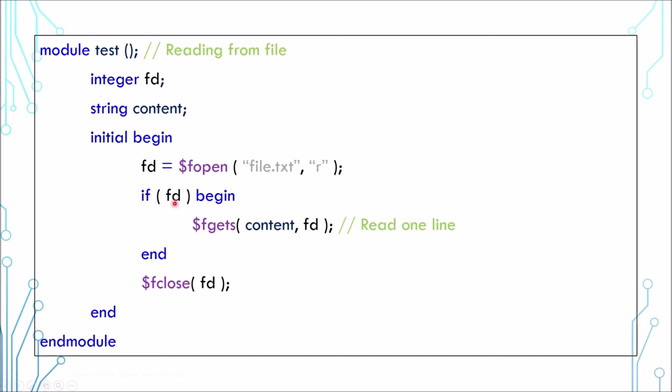Similarly, you can read from a file. You provide r in the fopen function to indicate a read. Then you can use fgets to read one line from the file and put content into a string variable. Once again, there are many other system functions to manage file I/O. Please refer to the LRM for more information.